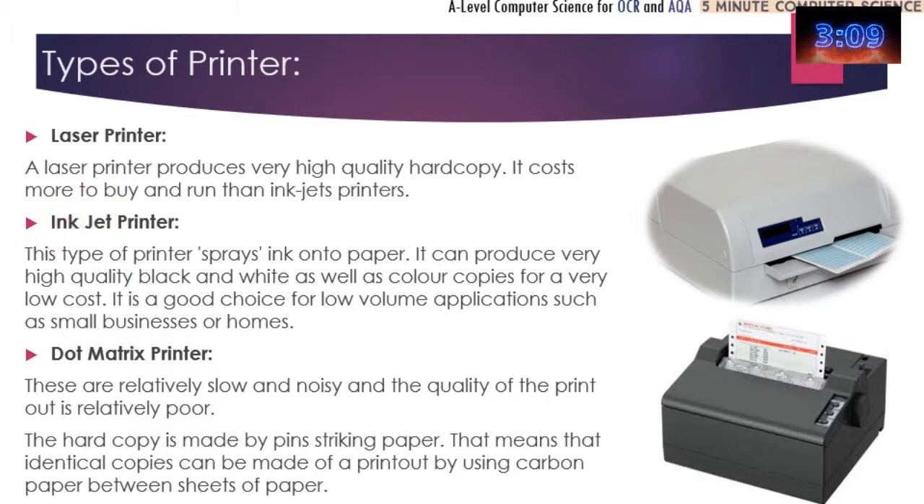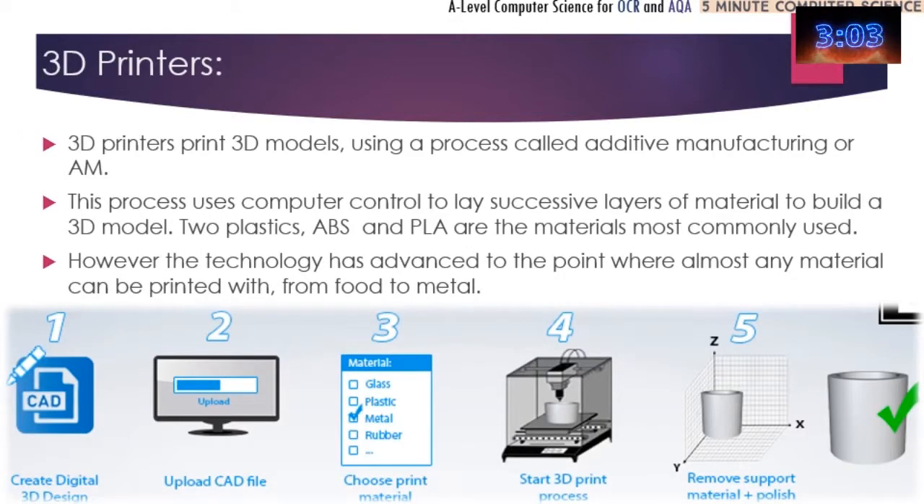Now there are other aspects of printers that you need to be familiar with, and the one printer that you should be are 3D printers. Now 3D printers essentially use a process of layering to produce a physical product. So this process uses computers to control successive layers of material, which is used to build up the thing that you want to produce. However, this technology has now advanced to such a stage that you can actually 3D print pretty much anything from clothes to metal to food to weapons, and potentially replacement parts for a human being.